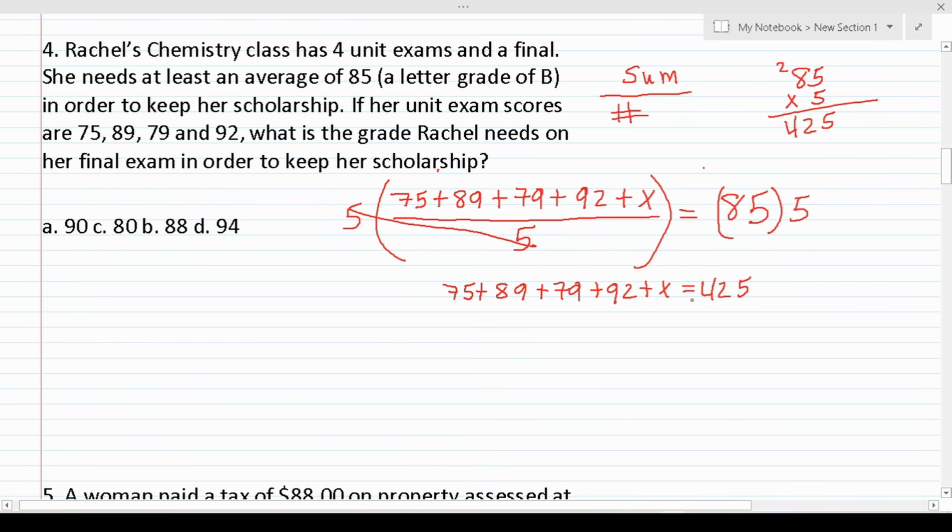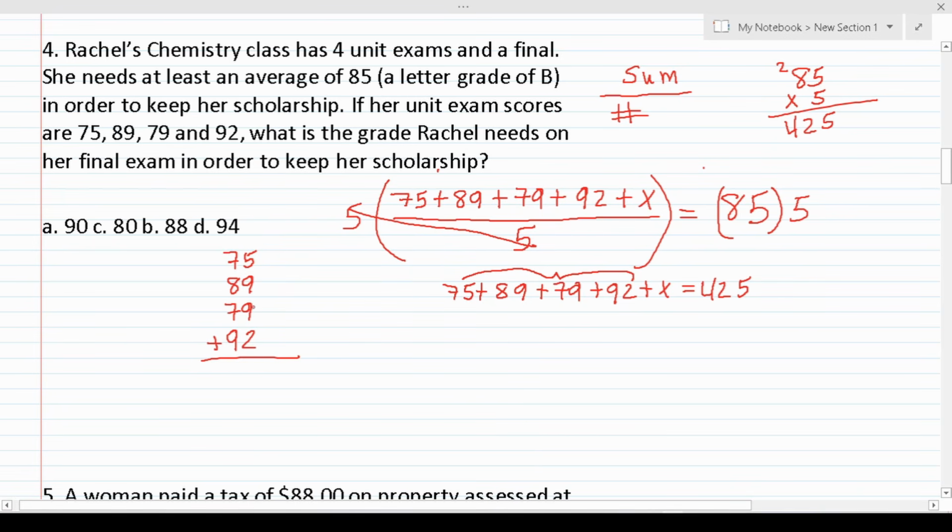And again, we're solving this one for X, which represents her grade on her final exam. So to do that, the next thing I'm going to do is combine all these like terms. That is, I'm going to add 75, 89, 79, and 92, which is going to make subtracting it across the equal sign a lot easier. So let's go ahead and do that math. This is where most people would make a mistake on this problem. So let's make sure we write these down correctly. And then after that, we'll make sure we do the addition correctly. All right, let's add these up.